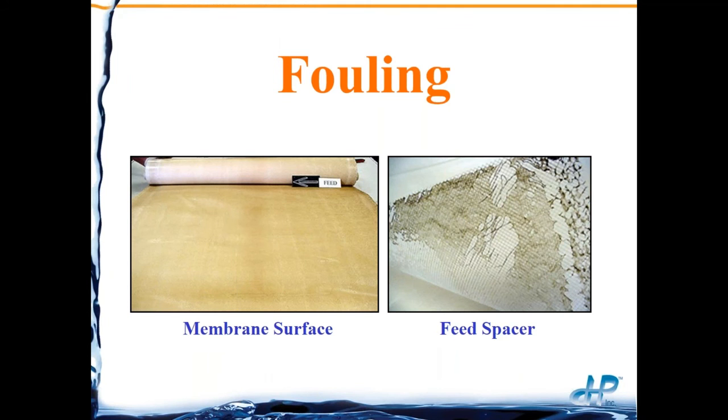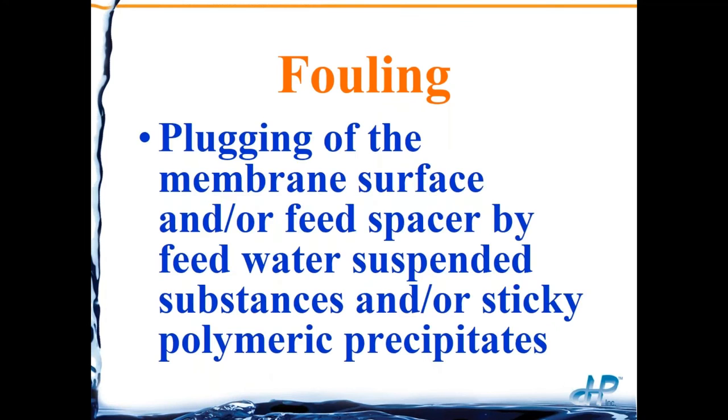This can be from our sand, our silt, our clays, bacteria, other contaminants that can bond together and lay out on the membrane. Here we see biological fouling both on the membrane itself and also on the feed spacer. And of course, here is our definition of what we're talking about with fouling.